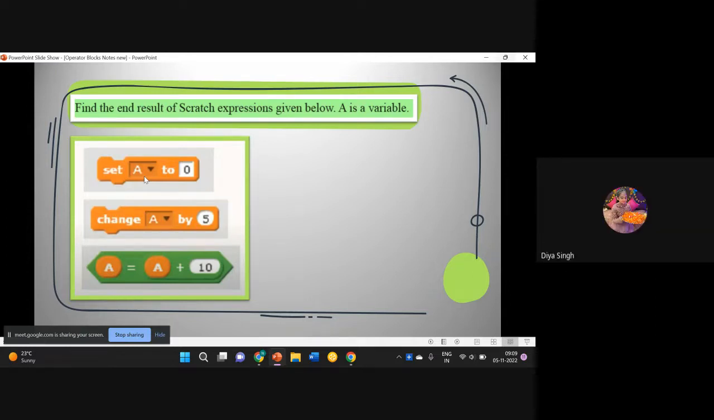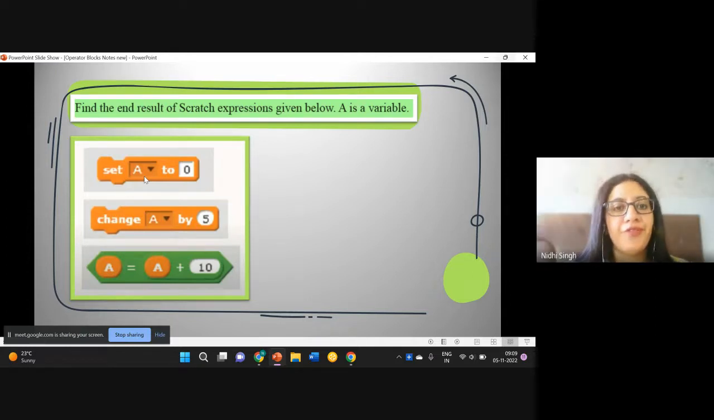Ma'am, variable. Yeah, and we are setting the value of A as 0. Okay, now just wait. Now Shaurya will answer me. Shaurya, second line, just read the second line. Change A by 5. So what will be the value of A now?